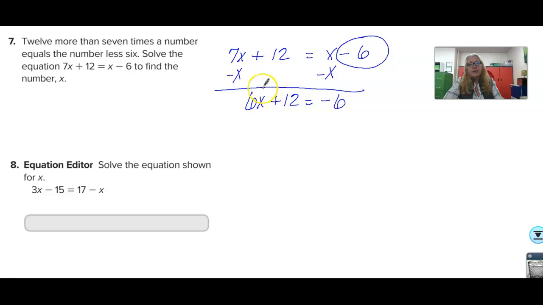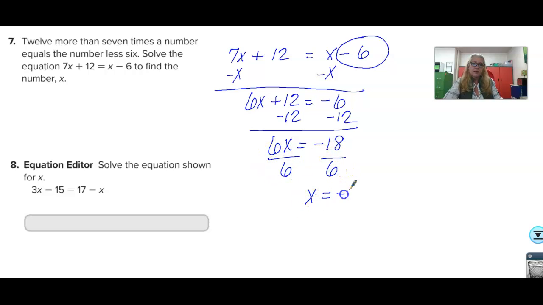Now it's a two-step equation. Here's my variable term. I want to get rid of the plus 12. I do that by subtracting 12 from both sides. Gives me 6x equals negative 18. And then divide both sides by 6. And I get x equals negative 3.